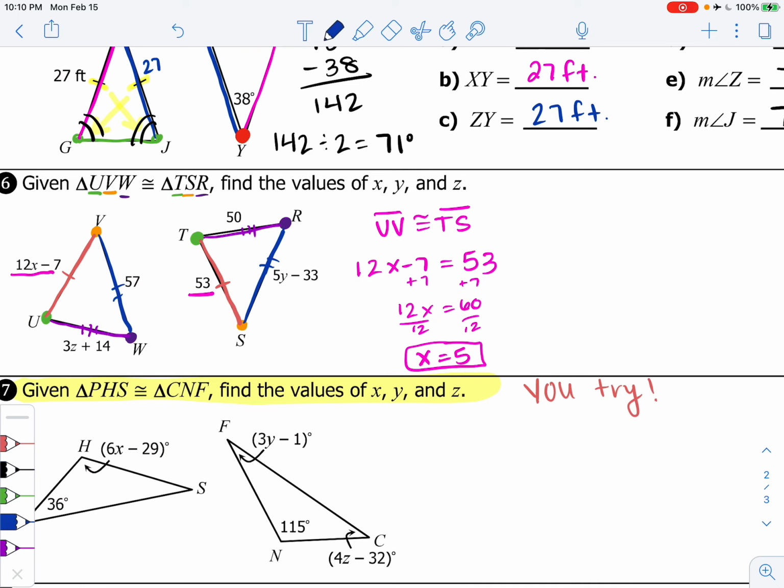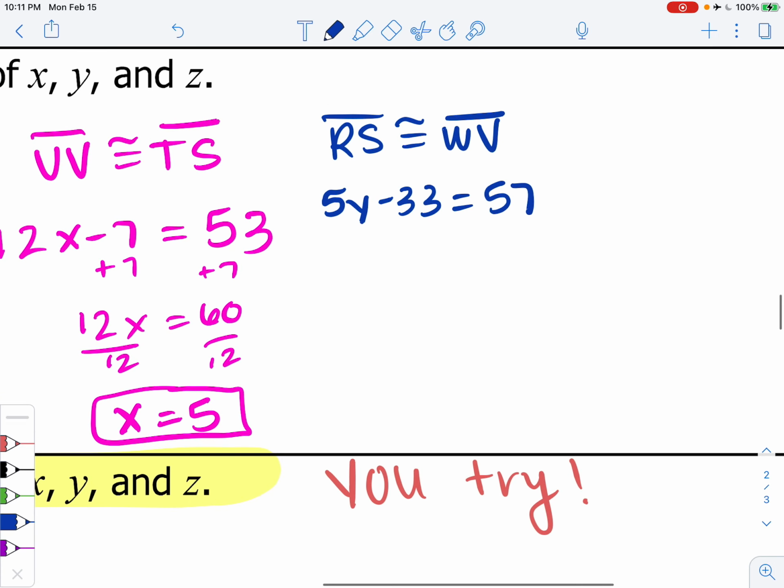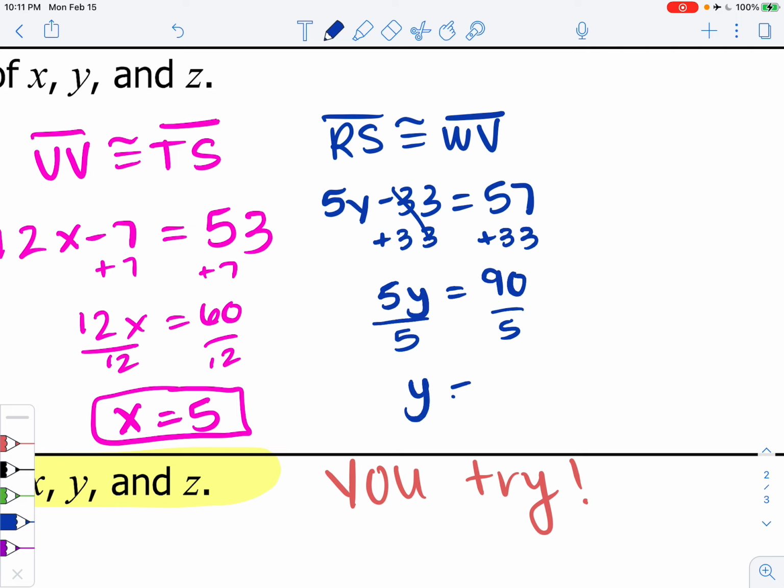And now it's a similar process to find y and z. Notice y is right here. 5y minus 33, and that represents the side RS. And RS is corresponding, which one is RS congruent to? It is corresponding with WV. So I'm going to set these two equal then. So RS is 5y minus 33. Set it equal to 57. And now I want to solve this for y. So we've got to first add 33 to both sides so that it'll cancel out here, and I get 5y equals 57 plus 33 is 90. And now we want to get rid of that 5, so I'm going to divide both sides by 5, and I get y equals 18.